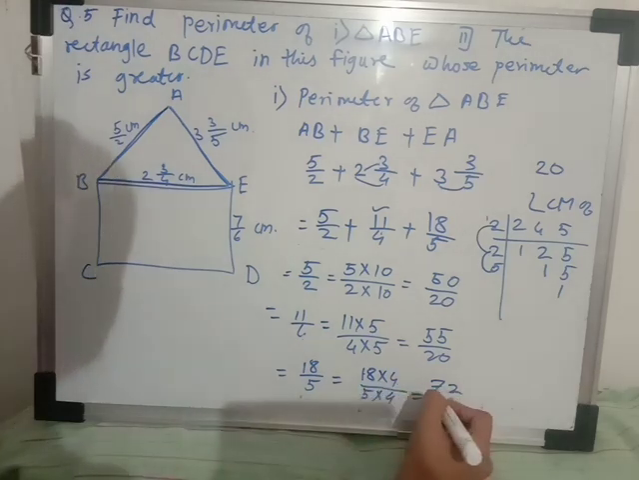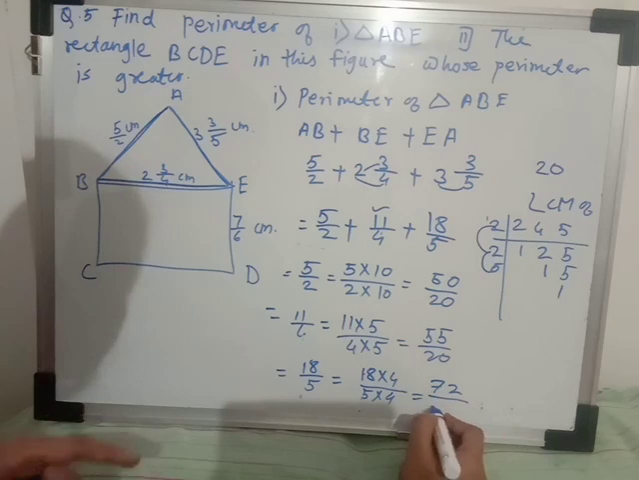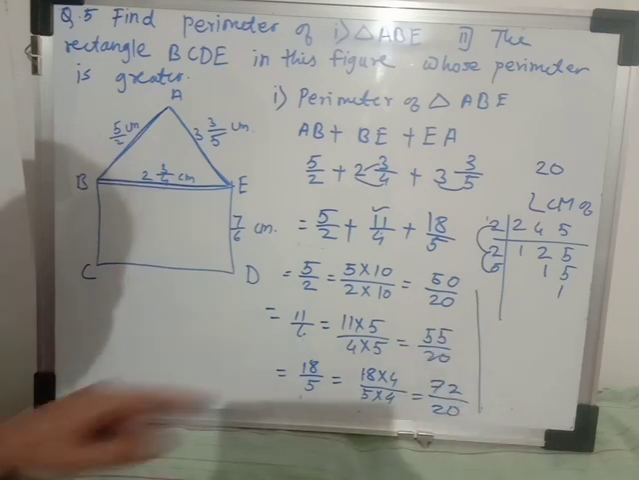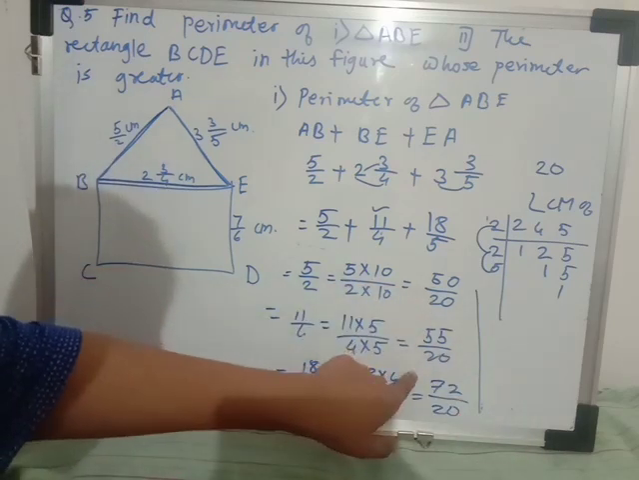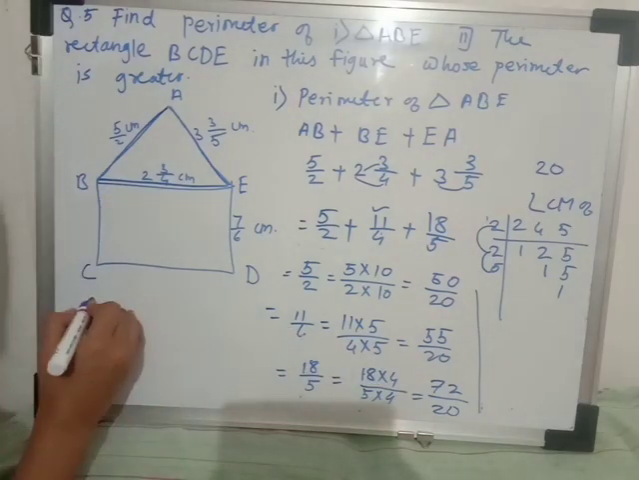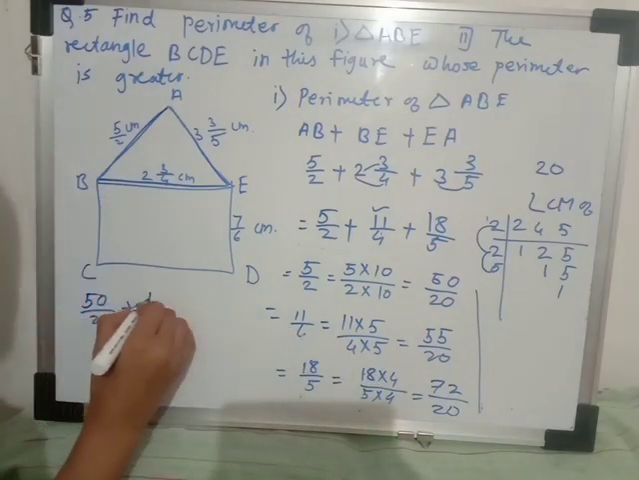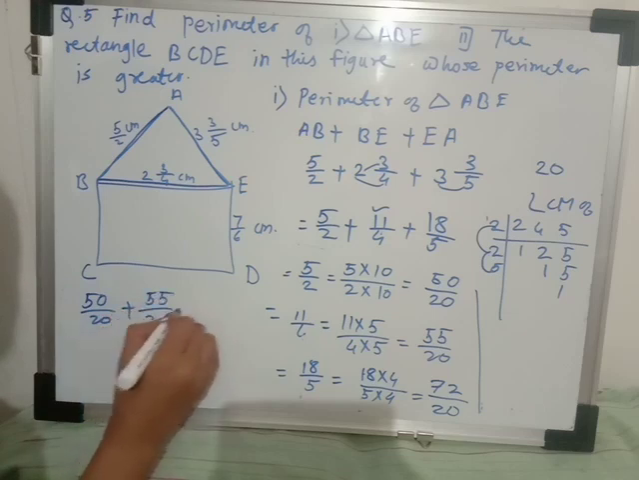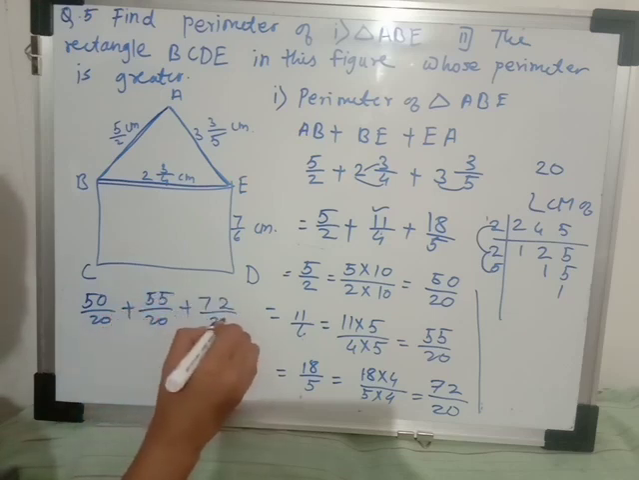So 18 fours are 72, 5 fours are 20. So here we got all the fractions where their denominators are the same. Now let's just add them together. So 50 upon 20 plus 55 upon 20 plus 72 upon 20.